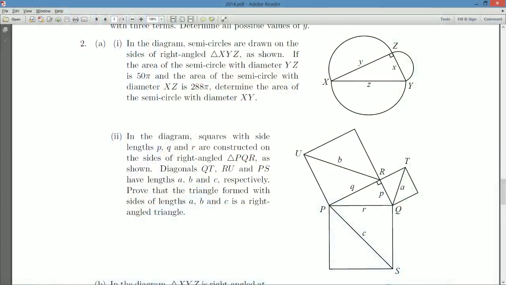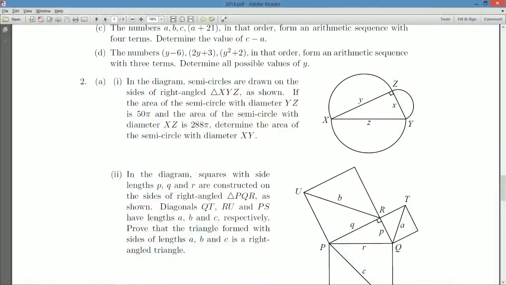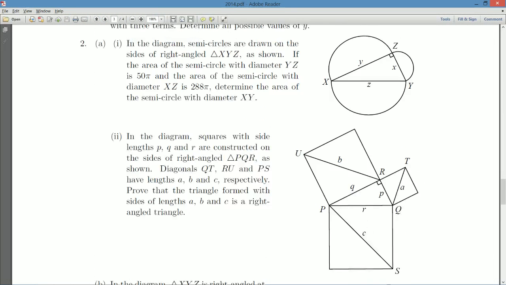All right. So 2A. In the diagram, looks like we have 2 parts, 2A. That's odd. I guess they're connected in some way. In the diagram, semicircles are drawn on the sides of a right-angled triangle, X, Y, and Z, as shown. Okay, X, Y, Z, and we've labeled the sides already X, Y, and Z. If the area of the semicircle with diameter YZ is 50 pi, and the area of the semicircle with diameter XZ is 288 pi, determine the area of the semicircle with diameter XY.